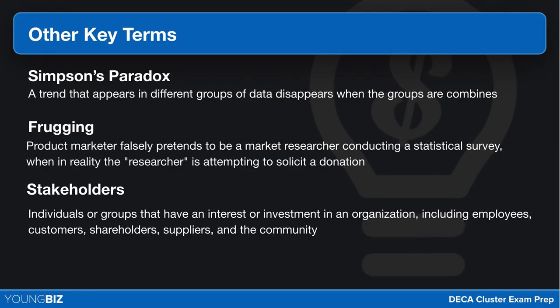And finally, stakeholders. These are individuals or groups that have an interest or investment in an organization. This includes employees, customers, shareholders, suppliers, and the community. Recognizing and engaging stakeholders is crucial for organizational success, as their interests can significantly influence decision making and outcomes.